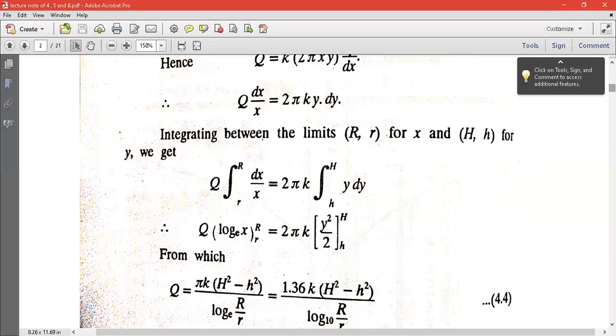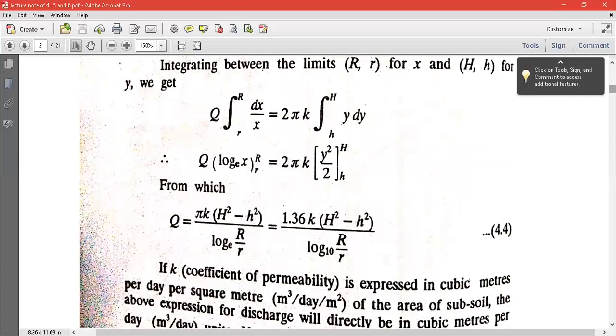Take care of the matter here. I am talking about the log base e. When you transfer into log 10, then you have to multiply by 2.3, because you know log e means 2.3 log 10. So ultimately we have to develop the formula in log 10. So ultimately the 2.3 term will come, and pi means 3.14, so 3.14 divided by 2.3 will ultimately give you 1.36. So what is the formula of the unconfined aquifer?